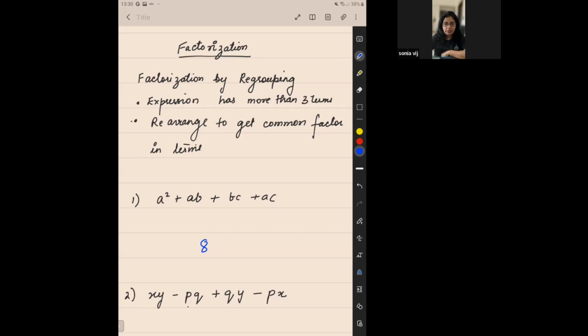Now, there are various techniques to this. We'll divide this chapter into two parts. In the first part, I will do the technique of regrouping and using identities. And in the second part, I'll do factorization using middle term splitting. So let's start.